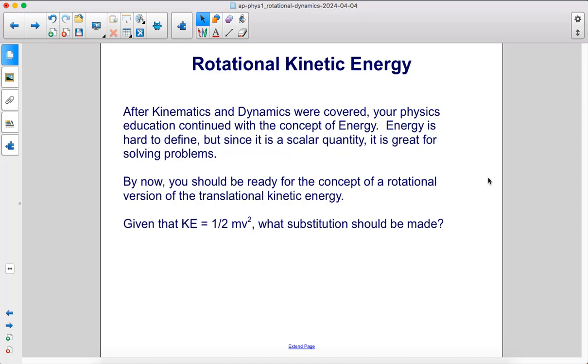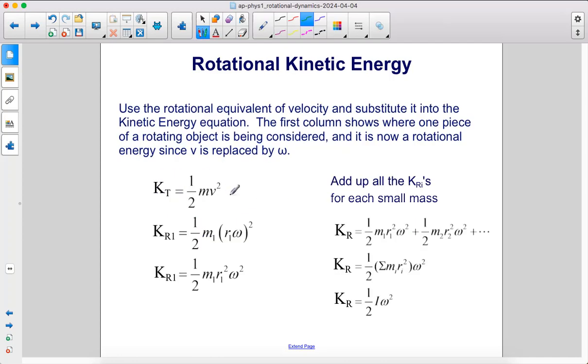Given that kinetic energy equals 1/2 mv squared, what substitution should be made? All right, first we start with our equation for kinetic energy, translational, so it's 1/2 mv squared. Then we're going to use the rotational equivalent of velocity, so v equals r omega. We're going to substitute it into this equation. This here is the kinetic energy of just one small piece of the entire rigid rotating body. So this is the mass of that piece, this is the distance between that piece and the axis of rotation, this is the angular velocity.